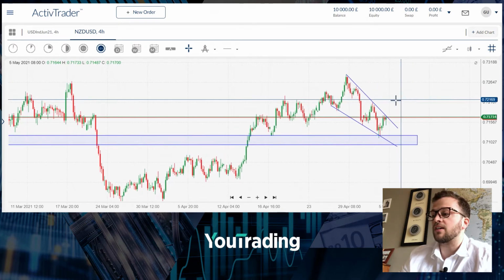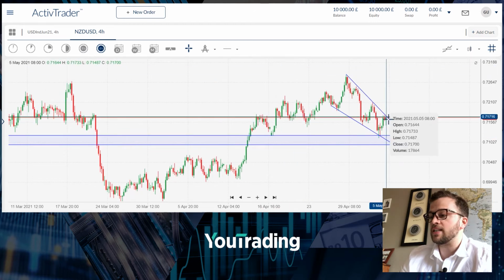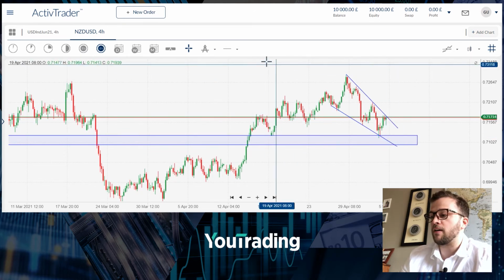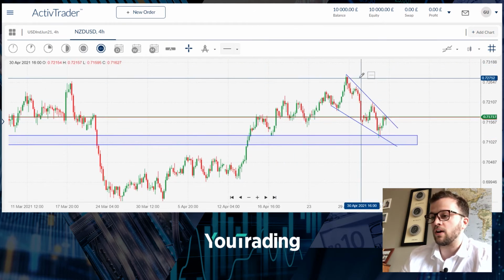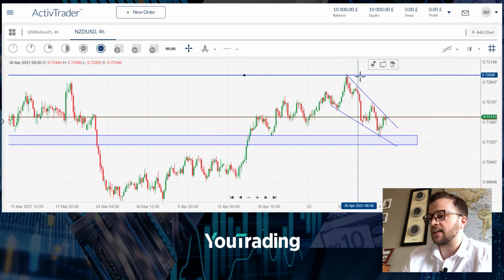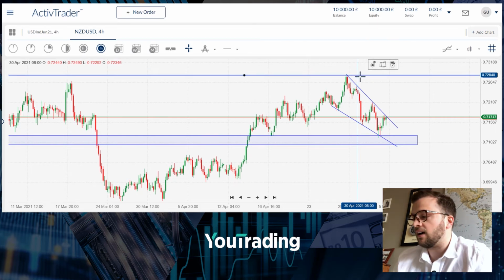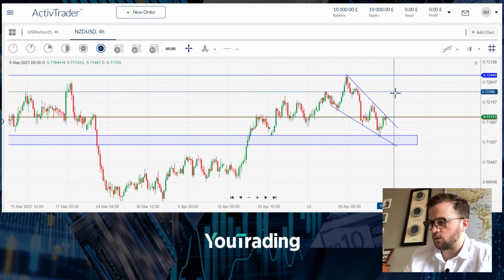And if the dollar does start to weaken again, then there's absolutely no reason why the Kiwi couldn't break above this little bit here where it's consolidating right now and move back to potentially test last week's highs in the upper 0.7200s.